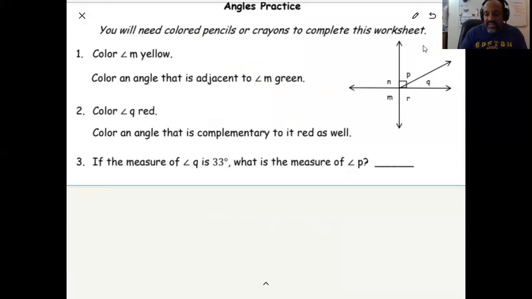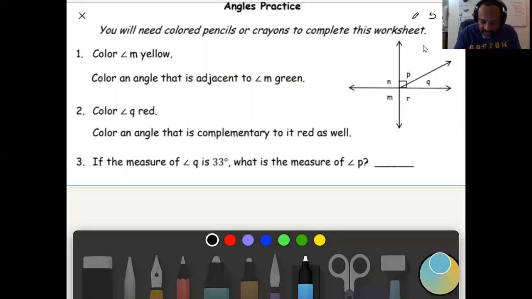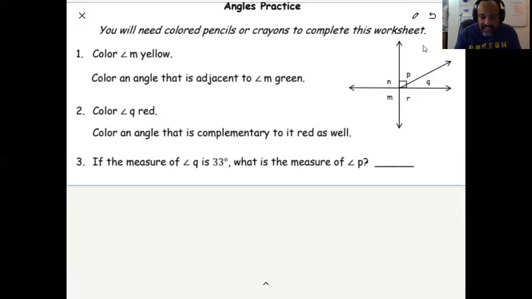All right, so now we're just going to do a little bit of coloring to make sure. So it says color the angle M in yellow. So the angle M would be here. So I would color this part in right here. Bam, that's in.